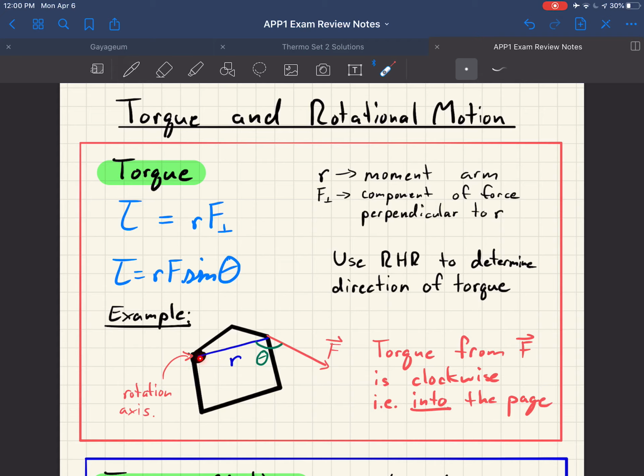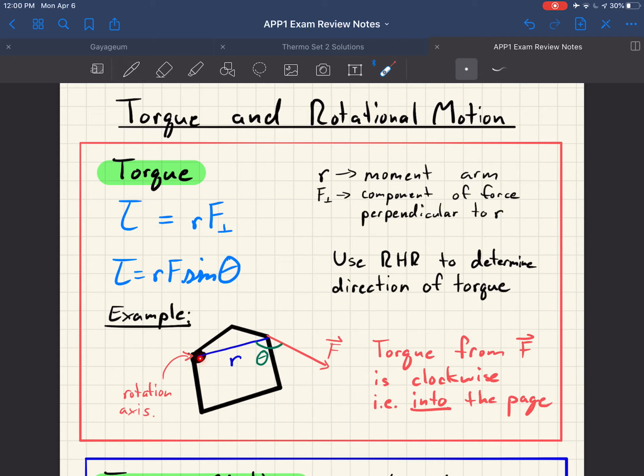equation. We would have one torque caused by this force, and that would be in the counterclockwise direction, out of the page. And we would have another torque caused by F2 into the page. So if I call out of the page direction positive, or counterclockwise positive, the net torque would look like this, right? So this would be the net torque on that object, and that would be equal to its rotational inertia multiplied by its angular acceleration.